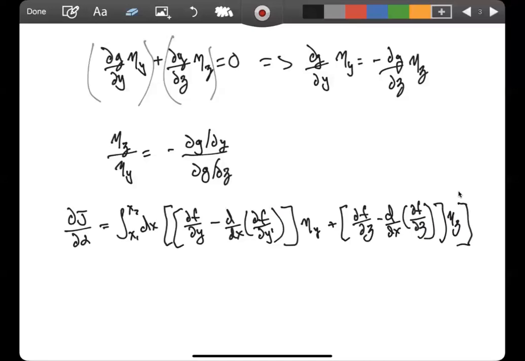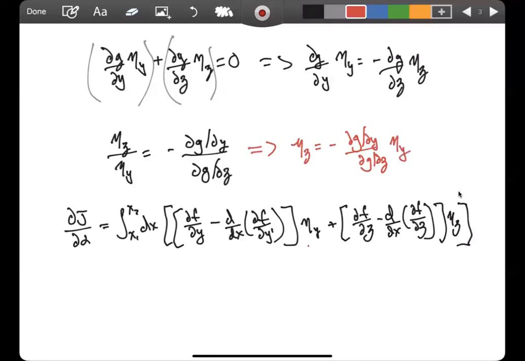Now, again using our relationship here, we can replace the eta_z here by saying that eta_z is equal to minus the partial of g with respect to y divided by the partial of g with respect to z, all times eta_y.